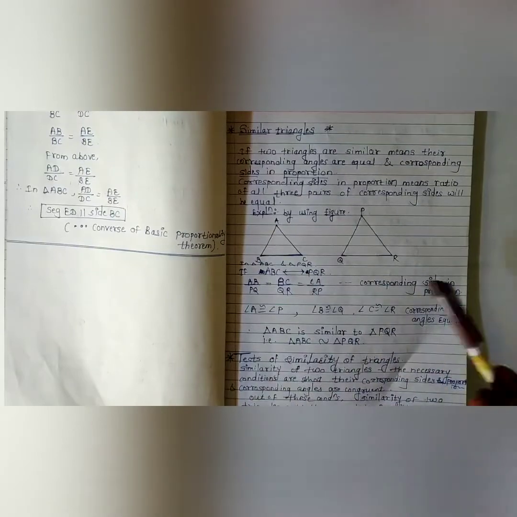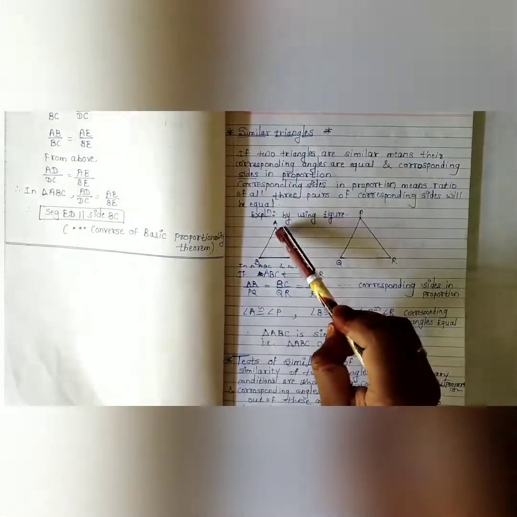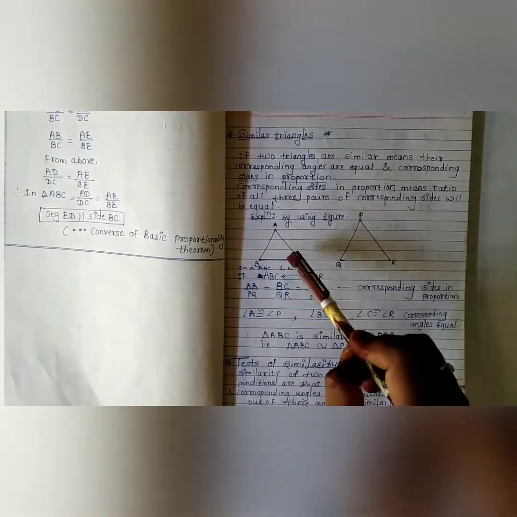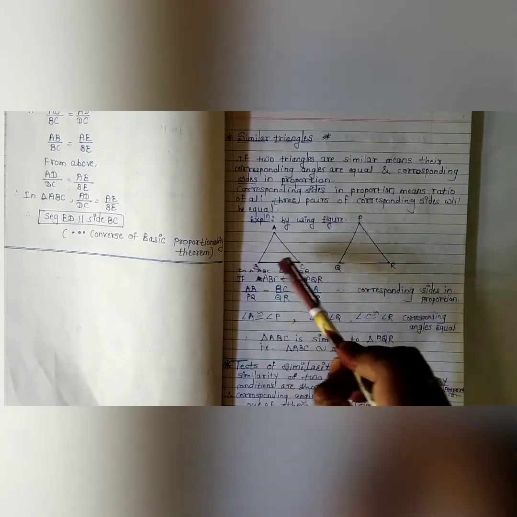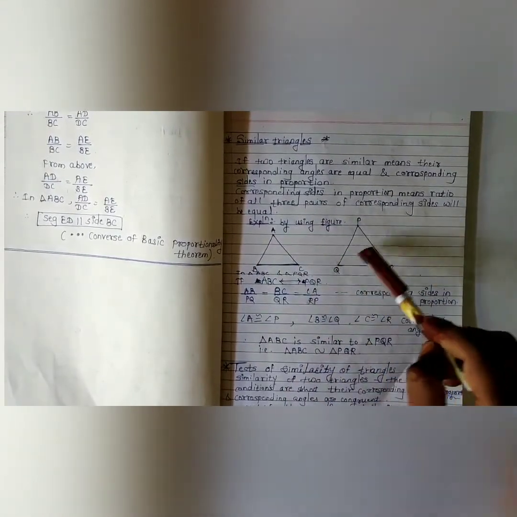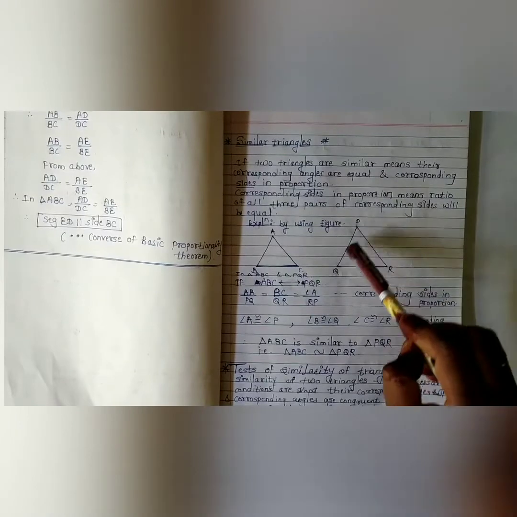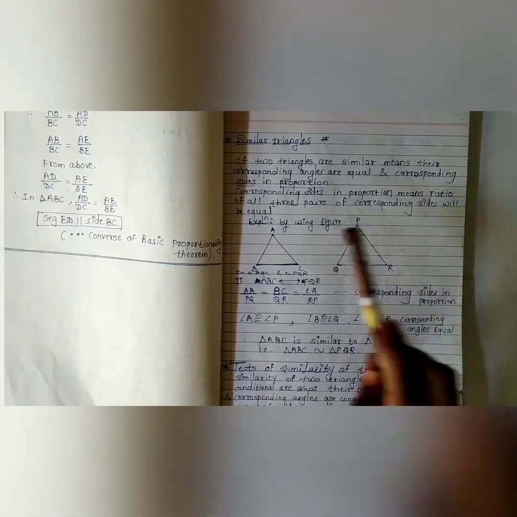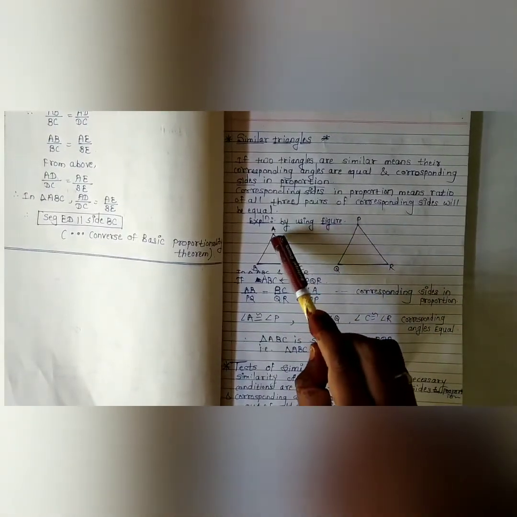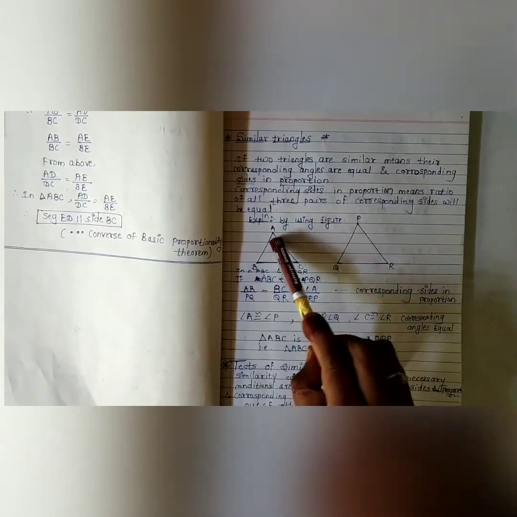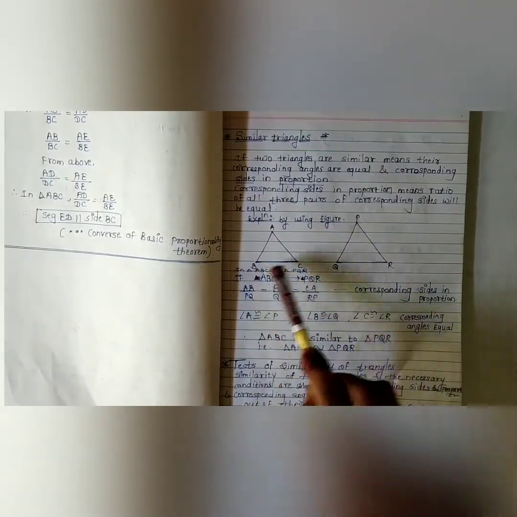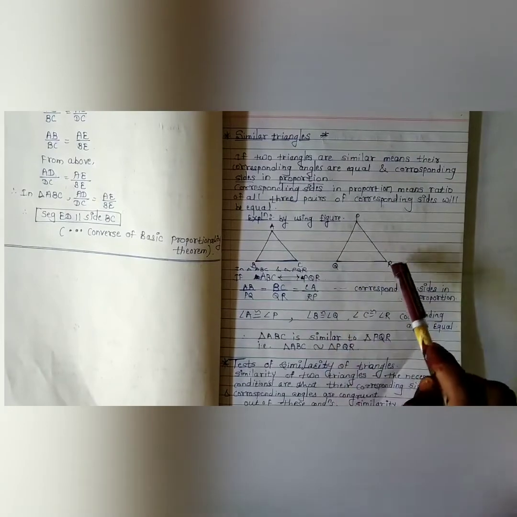Next, corresponding angles are equal. In triangle ABC, there are three angles: angle A, angle B and angle C. And in triangle PQR, there are also three angles: angle P, angle Q and angle R. What is the corresponding angle of A? Angle A का corresponding angle P, angle B का angle Q और angle C का angle R.